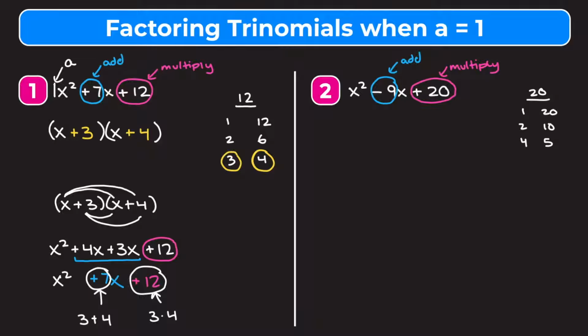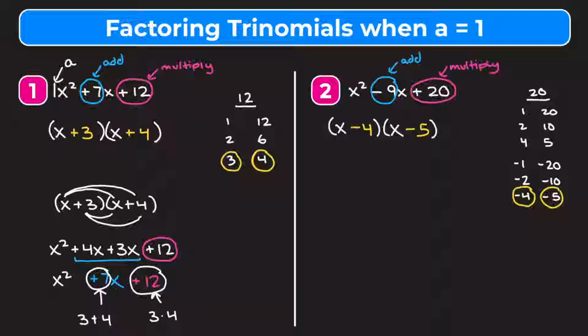So what we have to remember is that we can also create a positive 20 by multiplying two negative numbers. We could do negative 1 times negative 20, negative 2 times negative 10, and negative 4 times negative 5. If we add together negative 4 and negative 5, we get the negative 9 that we're looking for. So now we're going to have x minus 4 times x minus 5 as our answer.